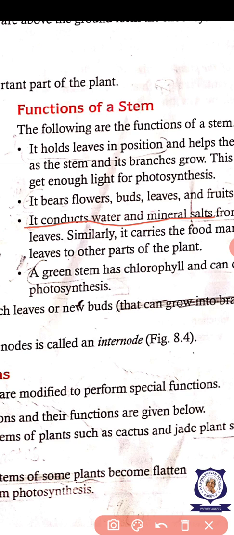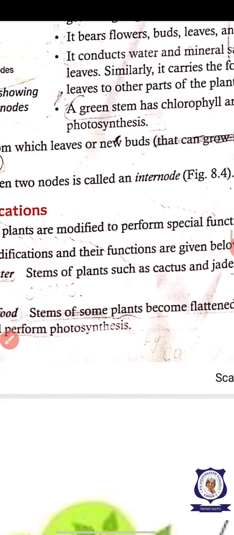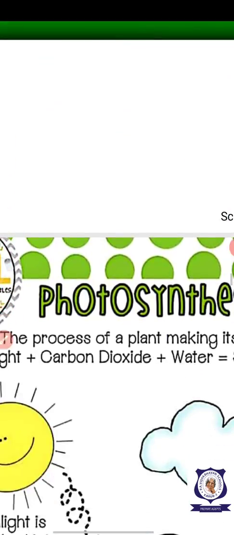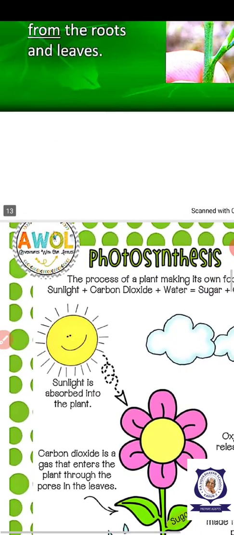And then the small stems, tender stems, younger age stems, are having chlorophyll. So it also does the photosynthesis function. What is the photosynthesis function? Photosynthesis is the food production function. So the stem does the food production function.